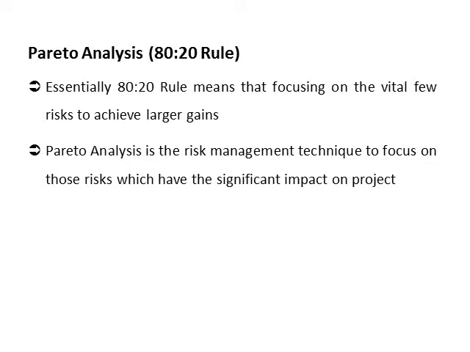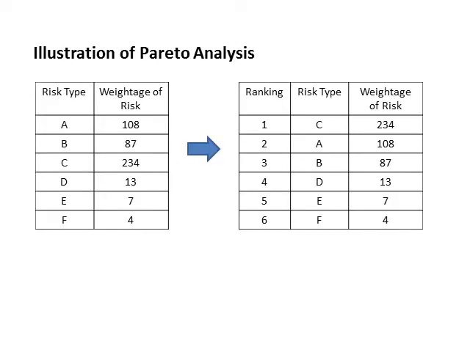so as to get hands-on experience with this Pareto analysis tool. Here is the illustration of Pareto analysis with the help of an example, which is very much generic. It means that I haven't mentioned the risk type in detail. They're just A, B, C, D, E to F. I haven't mentioned what risk type A means, what risk type B means, C, D, and F means. Whereas the weightage, for example, risk type A has a weightage of 108, B has 87, C has 234, and so on.